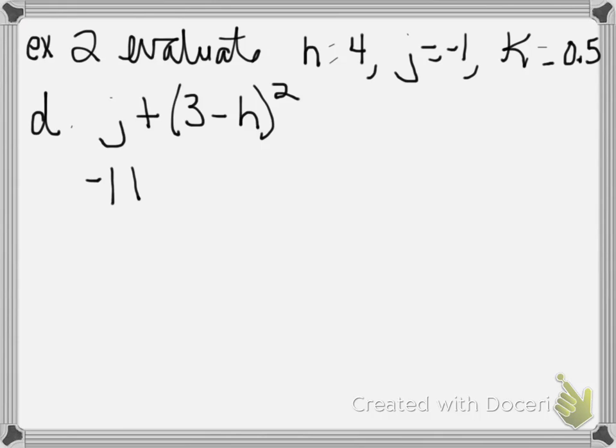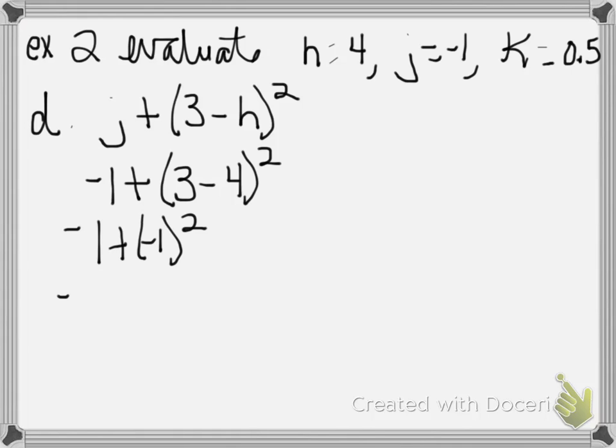I'm going to plug in negative 1 for J. Plus 3 minus H is 4. And then I'm going to square it. Order of operations says I've got to do inside the parentheses. So bring down the negative 1. And inside the parentheses, 3 minus 4 is a negative 1. And then I'm squaring that. So I keep bringing down the negative 1. And I'm going to square. Negative 1 squared is a positive 1.